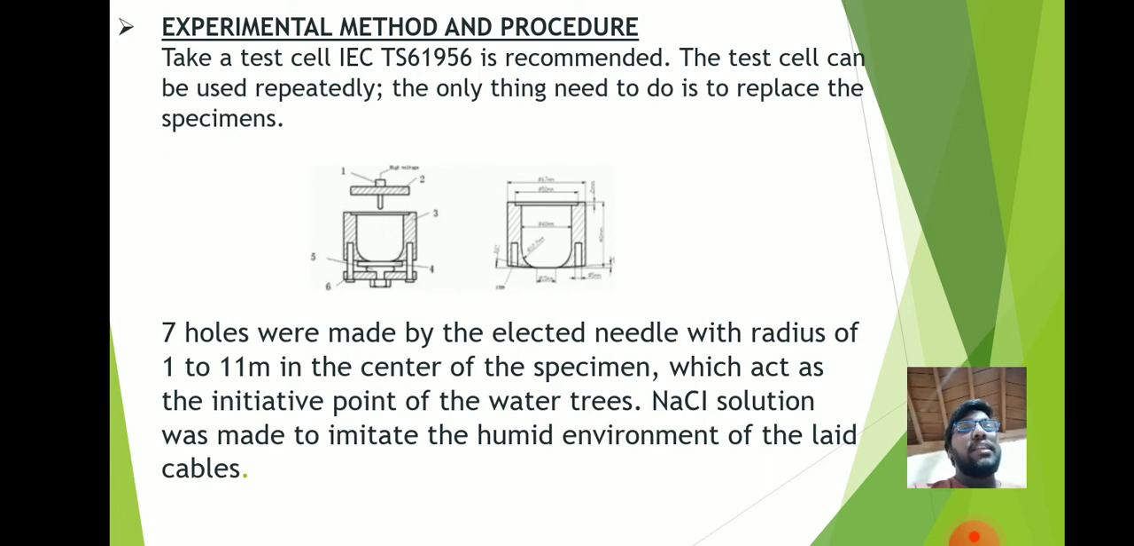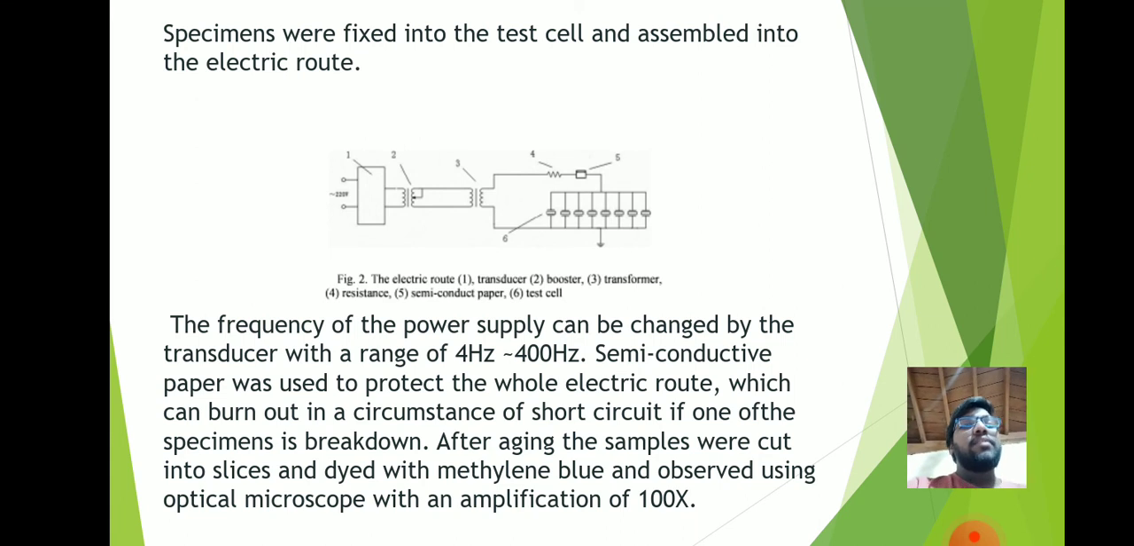We can see the test cell in the diagram. In the diagram we observe that 7 holes were made by the needle with a radius of 1 to 11 micrometers in the center of the specimen, which act as initiation points of water trees. The NaCl solution was made to imitate the humid environment of the laid cable. Now, the specimens were fixed into the test cell and assembled into the electrode. This is the diagram we can see.